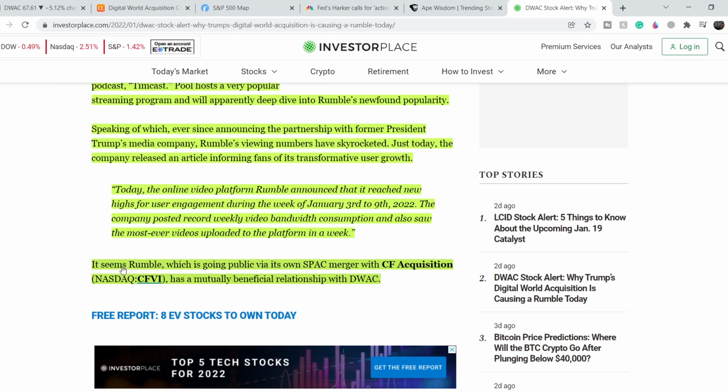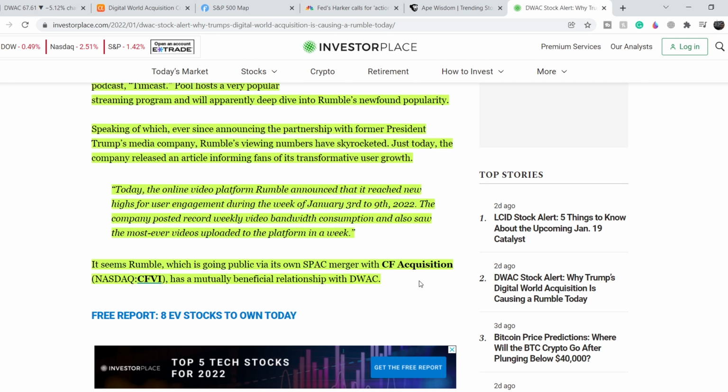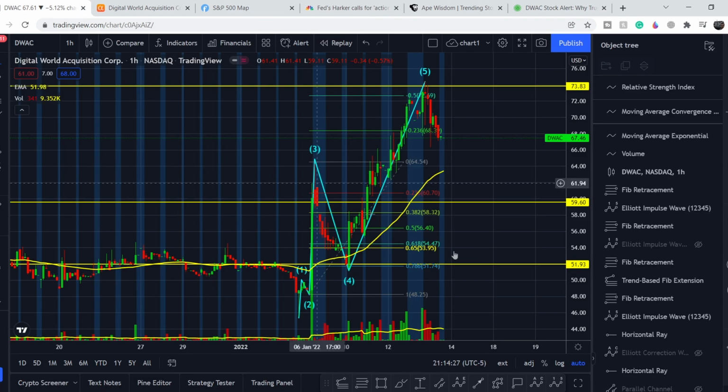It seems Rumble, which is going public via its own SPAC merger with CF Acquisition, has a mutually beneficial relationship with DWAC. And I have to say that as long as Mr. Donald Trump will continue his efforts to support this news media, Rumble and the DWAC corporation itself will have huge bullish pressure, and this means we might rely on this company as at least a medium-term investment.